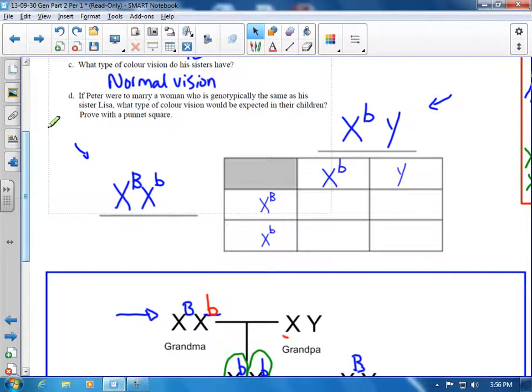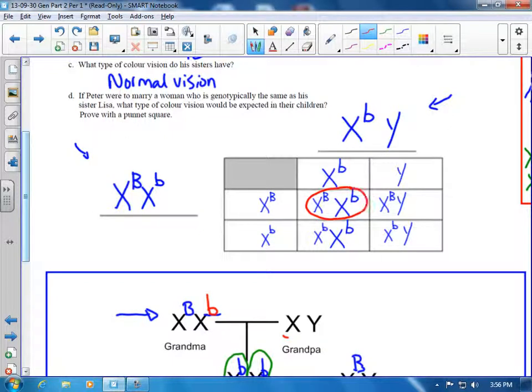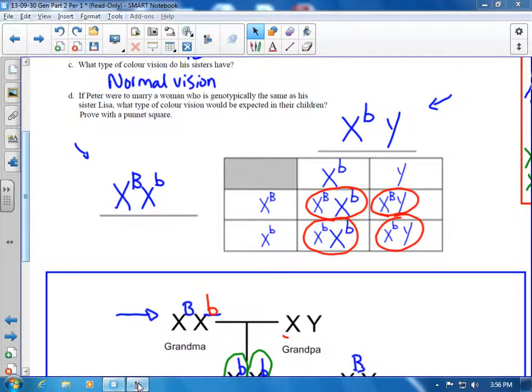And finally, to bring them together, we can see we've got an X big B, X little b; X big B, Y; X little b, X little b; and X little b, Y. The girls are normal and colorblind. And the boys are half normal and half colorblind as well. Hope that helps.